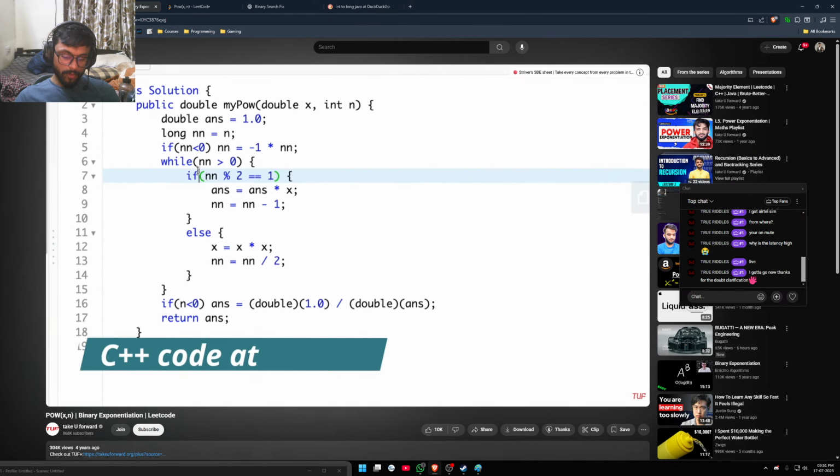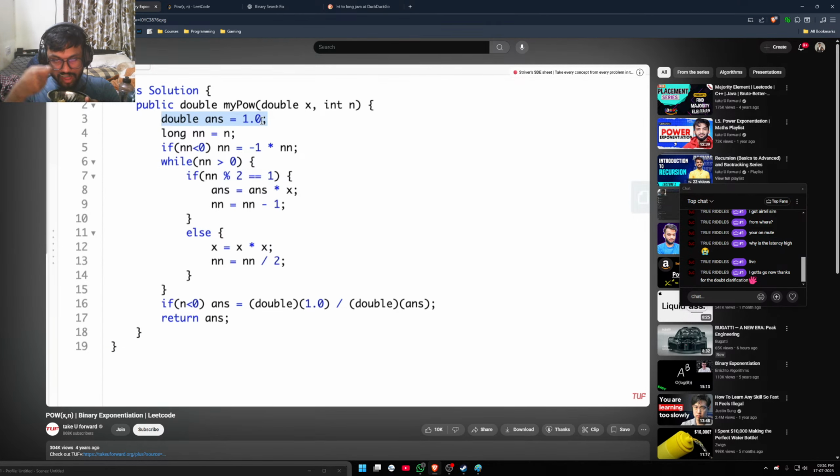So let's discuss the Java solution. Initially, I initialize answer as 1.0. Then I initialize long nn equal to n. Basically, I'm storing a duplicate copy, because in our algorithm, our n will be destroyed. So I check if this is a negative number. In that case, I make it a positive number. That is why I took long, because it might have an overflow.